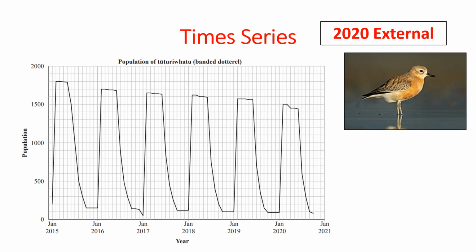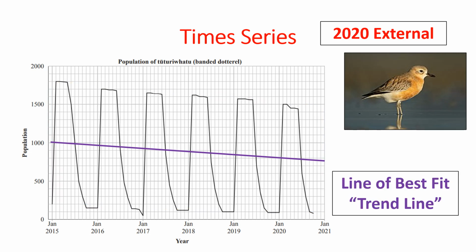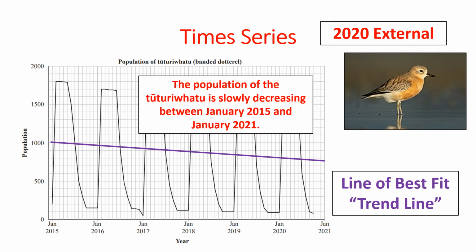Okay, what's next? Well, what I like to do with my ruler is put a line through all these peaks, the highest values. I'm not going to get them all. And put a line through all these bottom peaks, the troughs. And again, I'm not going to get through everything perfectly. And then I'm going to draw a line right through the middle of these two lines. And this is called the line of best fit, or the trend line. Now, we can say the following. The population of the troughs is slowly decreasing between January of 2015 and January of 2021.